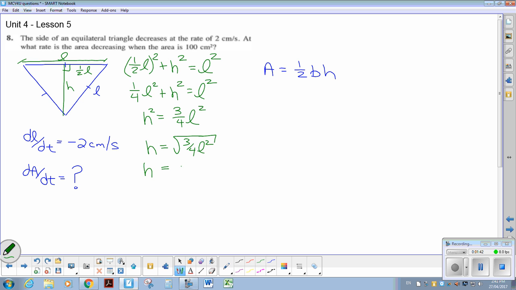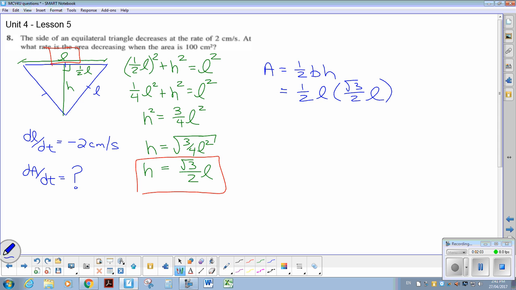The square root of 3 doesn't work out evenly, but the square root of 4 does, and the square root of L squared is just L. So there is my height, and there is my base. I can plug those values in: 1/2 L times root 3 over 2 L. Clean that up before I take the derivative, so it'll be root 3 over 4 L squared.